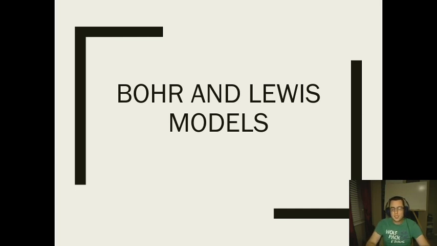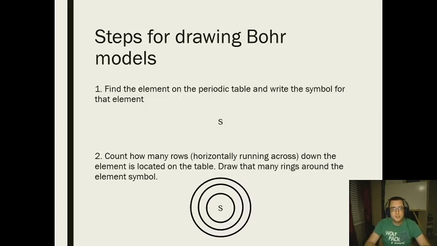All right, so today we're going to look at Bohr and Lewis models. These are different ways to represent the electrons in an atom. Each of them has their own ways, but we'll dive in with basically just how to set them up, and then we can go on from there and look at how they're useful.